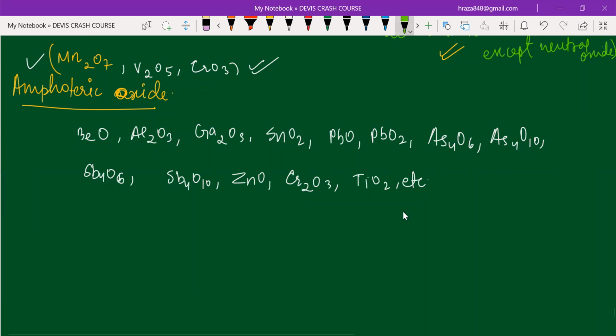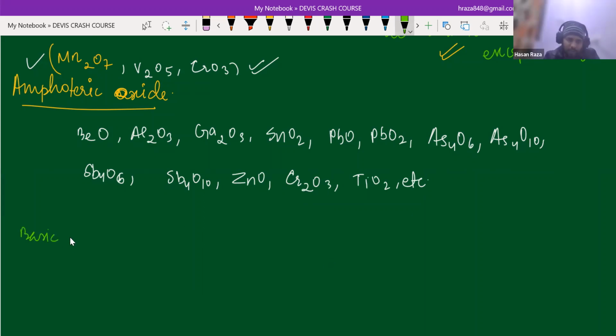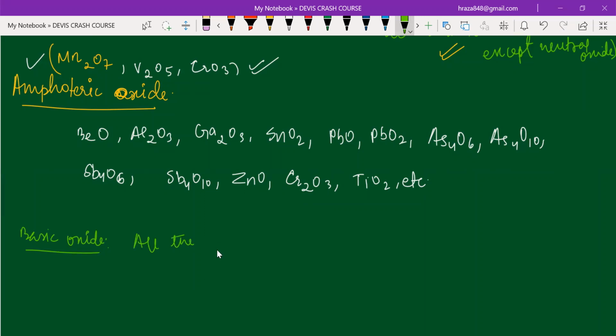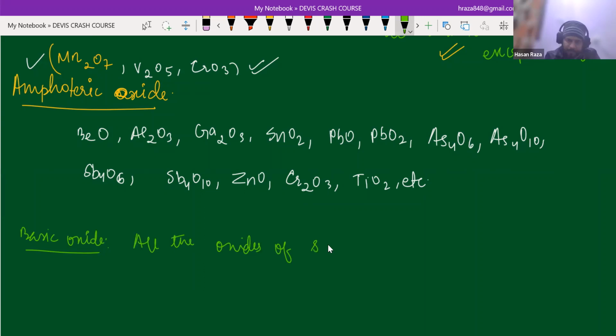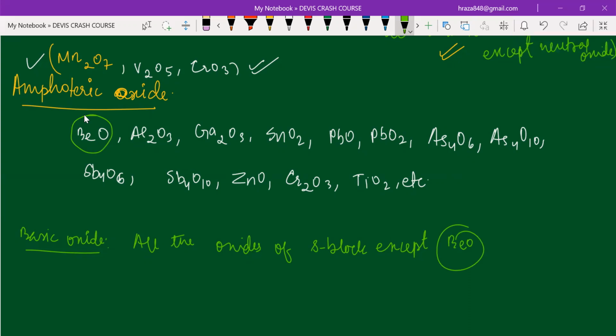For basic oxide, all the oxides of the s block are basic, except BeO, because BeO is amphoteric. Except this, all the oxides of the s block are basic in nature. Is that clear?